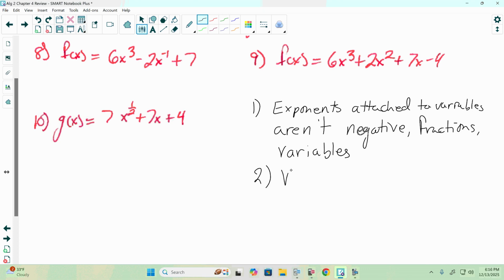Also, 2 different variables can't be multiplied together.